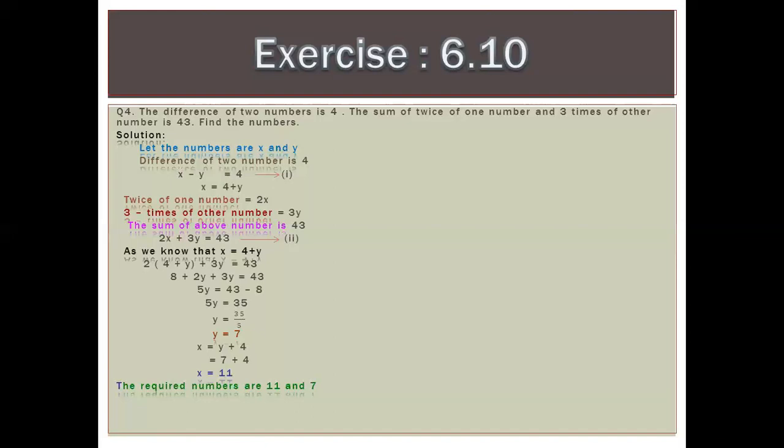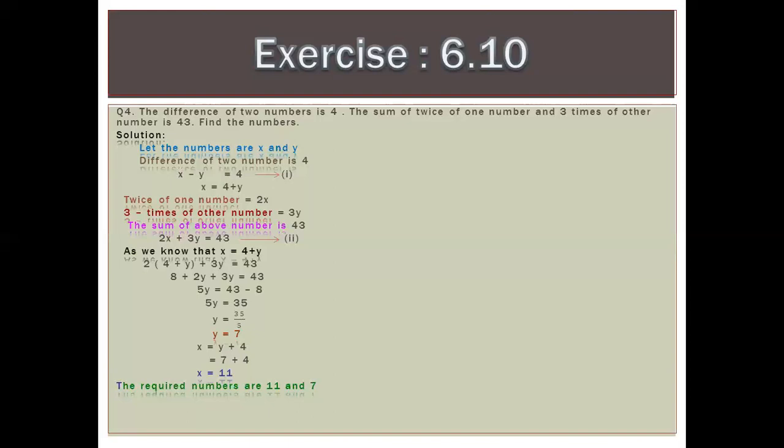Now in the second equation, instead of x, you write the value of x, which is 4 plus y. 2x plus 3y is equal to 43. 2 into (4 plus y). Because you see in the above, I found the value of x, which is 4 plus y. So I replace the value of x with 4 plus y, plus 3y, which is already in the equation, is equal to 43.